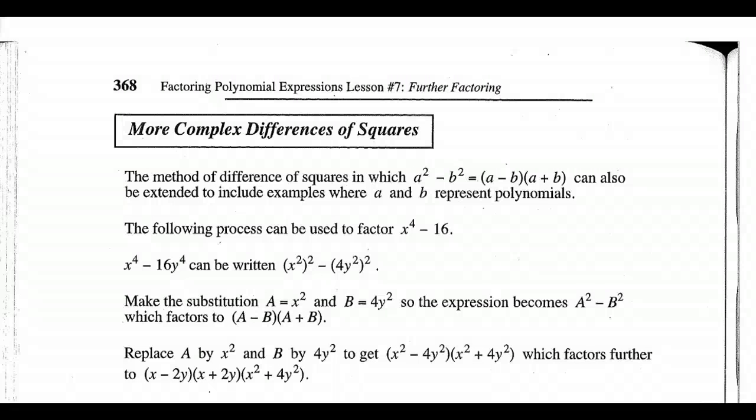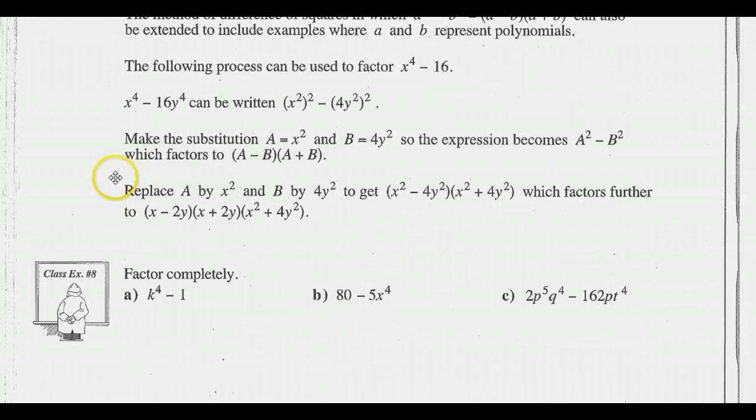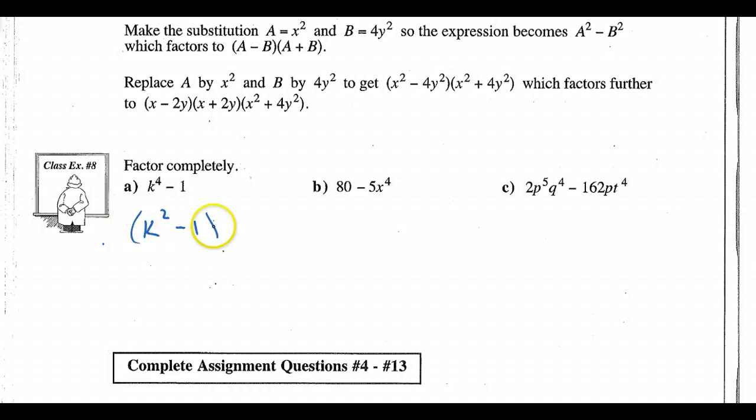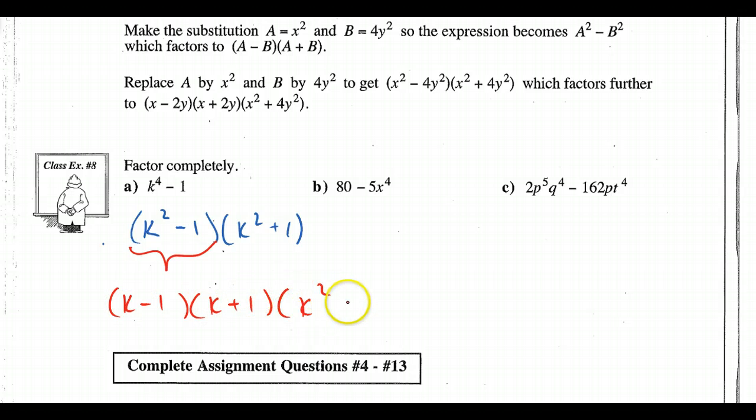Final lesson and final example in this section are more complex difference of squares, and you can go ahead and read through this. I'm going to jump right to the example. For example, if I have k to the 4th minus 1, that's going to be (k squared minus 1)(k squared plus 1). But guess what? You can do more with this. You can do further (k minus 1)(k plus 1), and then this just drops down. So be careful. You can sometimes keep going. Let's look at this one here.